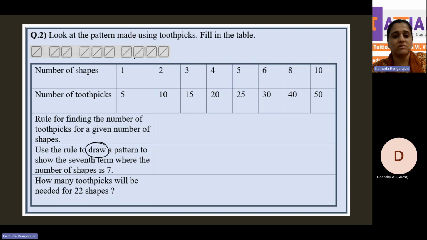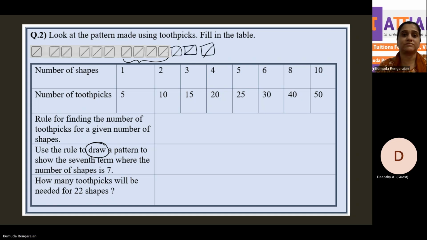So you should just extend this. Here 1, 2, 3, 4, right? Then one more like 5, 6, 7. The first term has 1, the second term 2 shapes, the third term 3 shapes. So the 7th term will have 7 shapes.